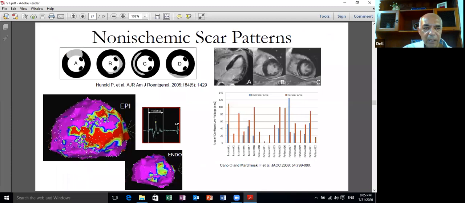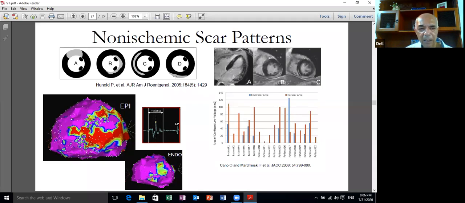Now, this diagram illustrates the different types of gadolinium enhancement in these conditions. You will find here the subendocardial enhancement of ischemia. If it's advanced, it becomes transmural. But on the right here, you have intramural or subepicardial late gadolinium enhancement. And this usually connotes the presence of non-ischemic cardiomyopathy.